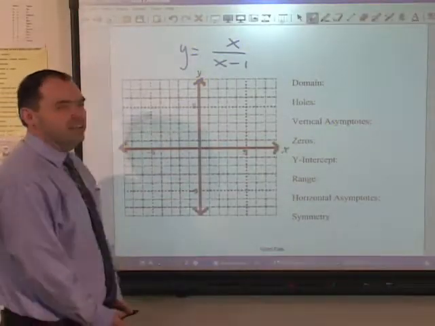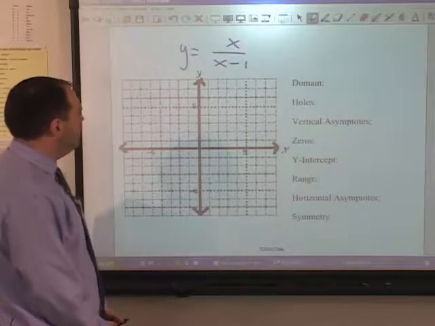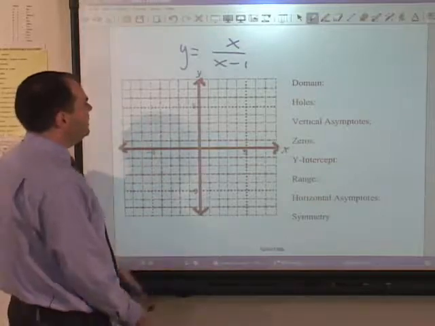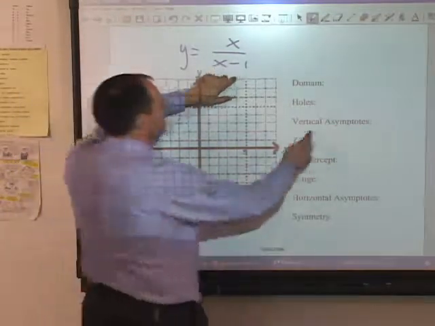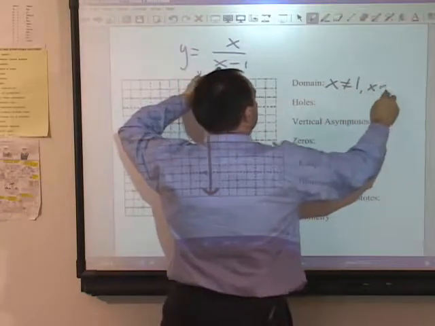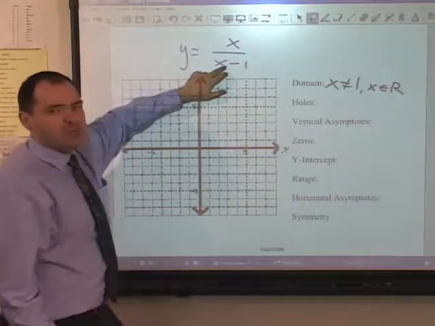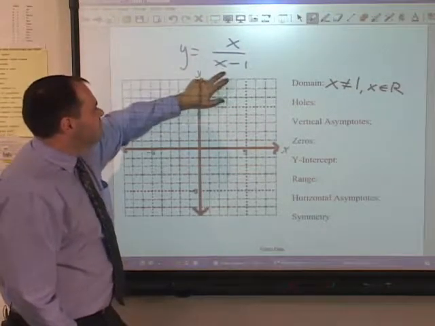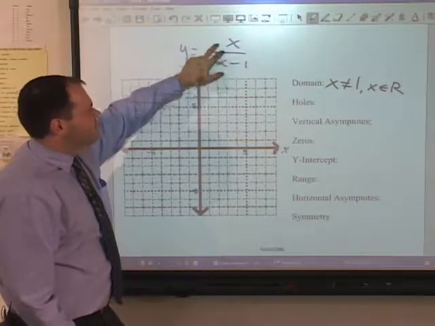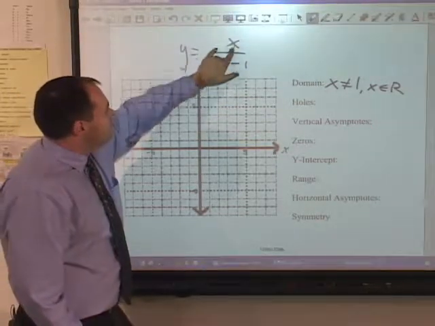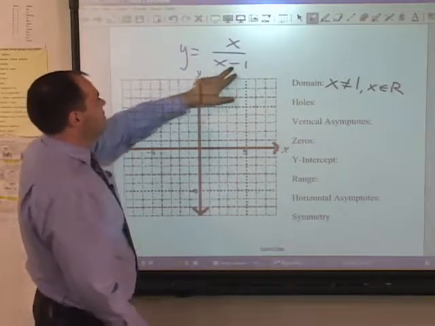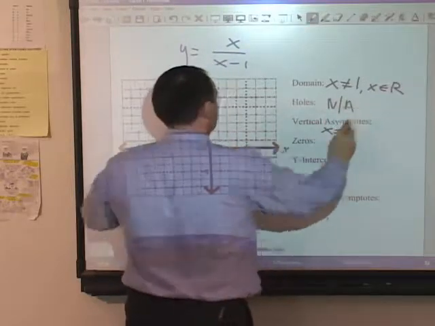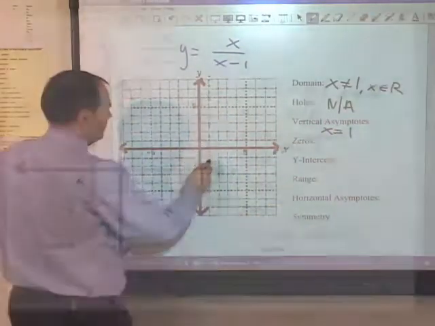Let's look at one final rational function, x over x minus 1. Let's do as much as we can without looking at the graphing calculator. First of all, domain, where is the function undefined? When the denominator is 0. X cannot be 1. At the point where it's undefined, there will either be a hole or a vertical asymptote. It's a hole if this is reducible to a polynomial function, and it's a vertical asymptote if it's not reducible. Well, there's no way to cancel the x and the x minus 1, so we're stuck with the x minus 1 on the bottom, which tells us there will be a vertical asymptote at x equals 1. No holes in this situation. So let's dot in our vertical asymptote at x equals 1.